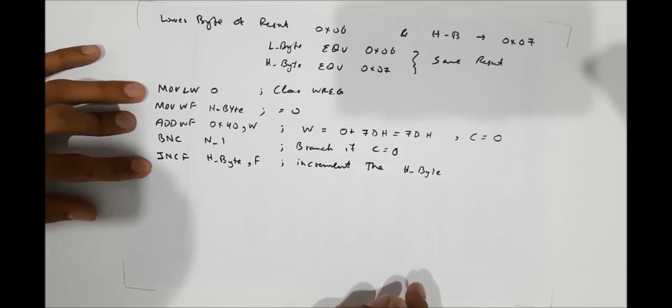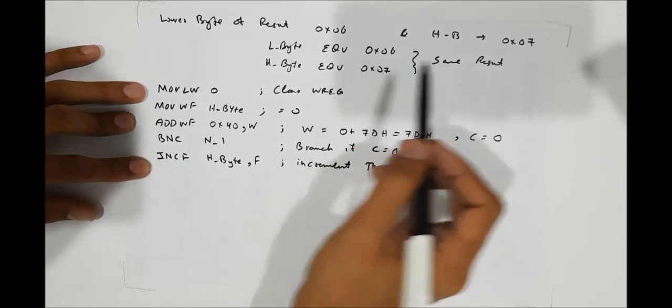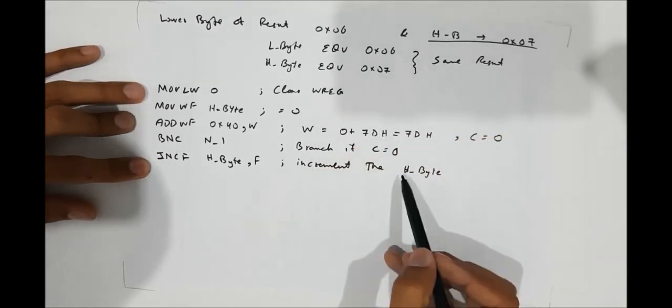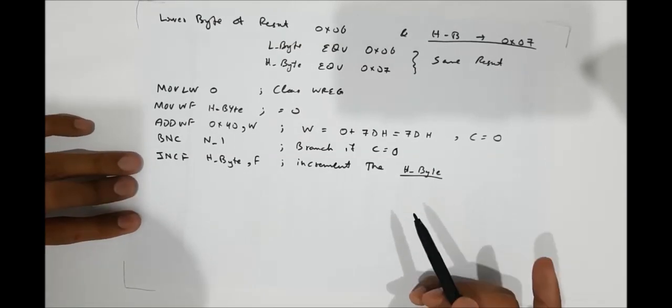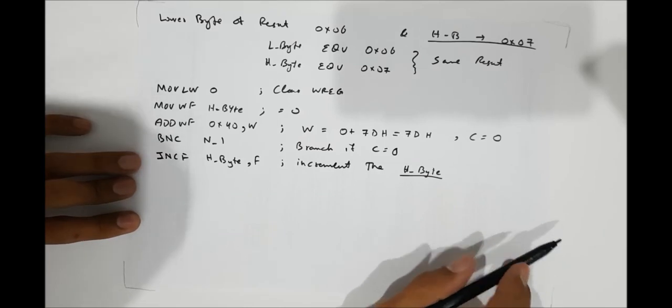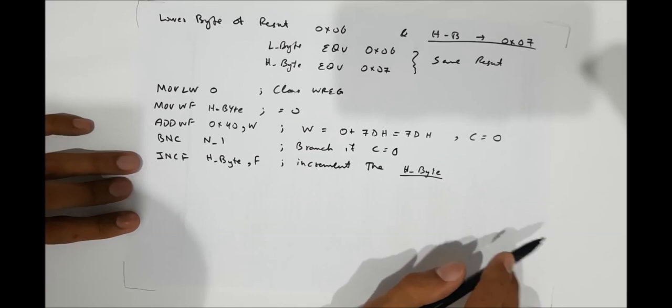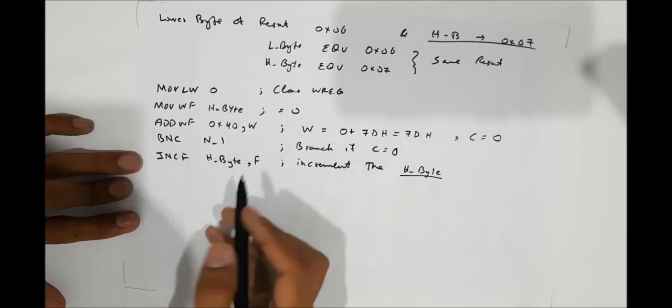So the carry became 1, and that is now the 9th bit. We have to save that 9th bit somewhere. As stated in the example statement, the higher byte has to be saved at location number 7. So we just incremented the higher byte. When the carry was 1 just once, it will save the higher byte and increment it just once. If the carry is 1 more than once, it will be incremented more than once.